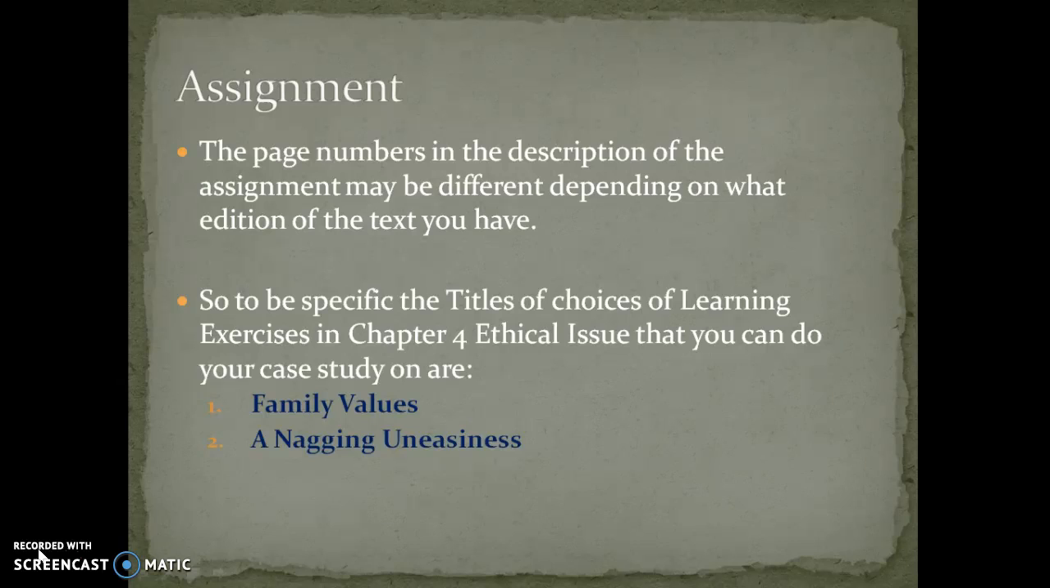So again, use care, because depending on which edition of the text you have, the learning exercises may not be labeled 4.3 and 4.4 as they say in your description of the assignment. I have had students in the past write this paper on the wrong learning exercise. So again, choose the learning exercise, either the one titled Family Values or the one titled A Nagging Uneasiness.